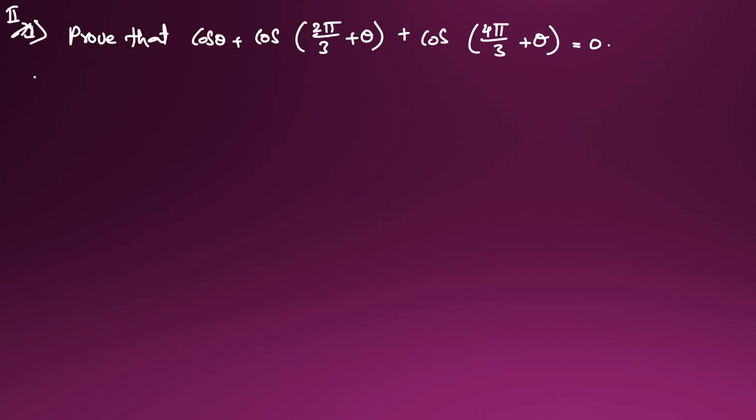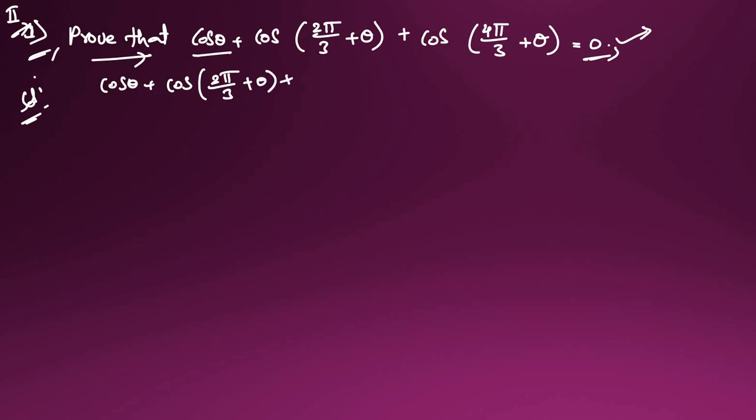Now the first question is given: prove that cos theta plus cos of 2 pi by 3 plus theta plus cos of 4 pi by 3 plus theta is equal to 0. So what we have to prove is that this is equal to 0. Now the solution will come like this. The given question is cos theta plus cos of 2 pi by 3 plus theta plus cos of 4 pi by 3 plus theta equal to 0, which we have to prove. We will take the LHS here, okay?